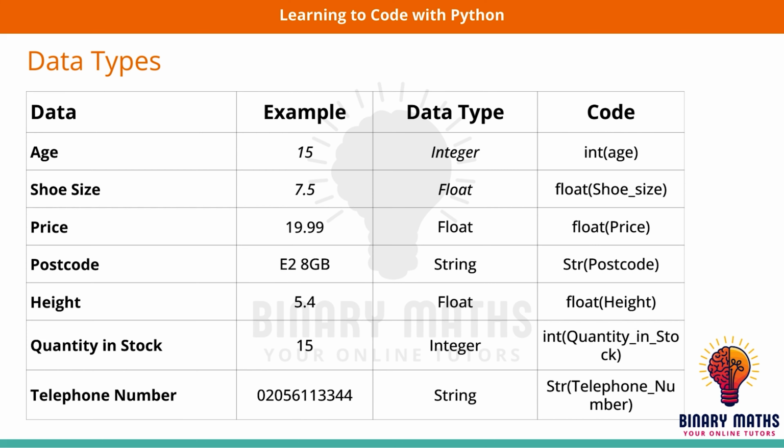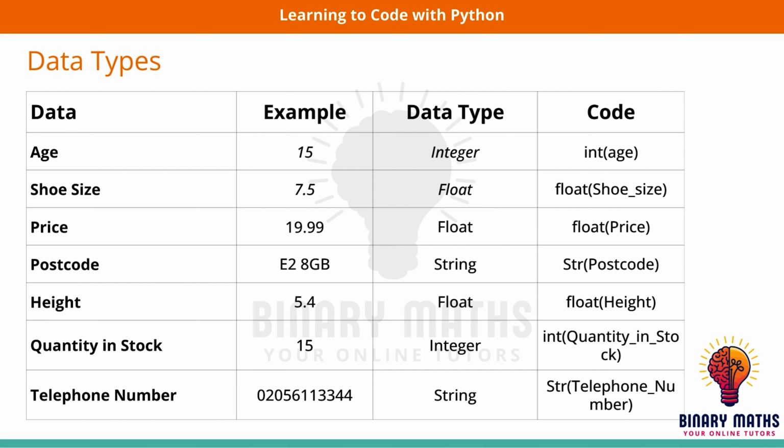So moving on, let's look at data types. Now Python actually has a lot of different data types that it uses. This helps Python understand what type of data we are working with. So for example, if we wanted to type in someone's age, an example of that might be the age 15. Now the data type here is an integer. An integer is a whole number. Now if we were to write this in Python, we would write it as int, open bracket, and then age, and then we close our bracket.